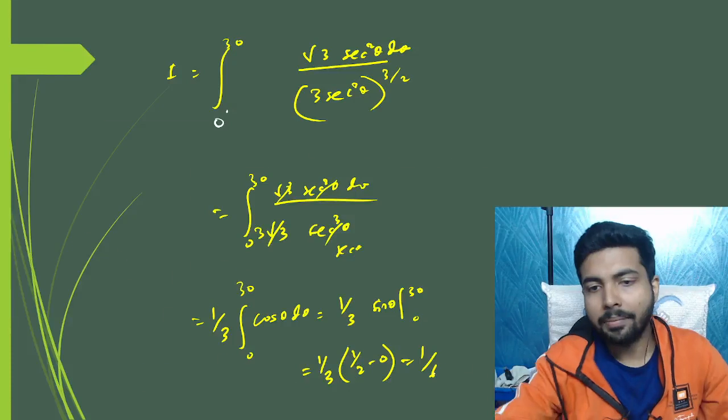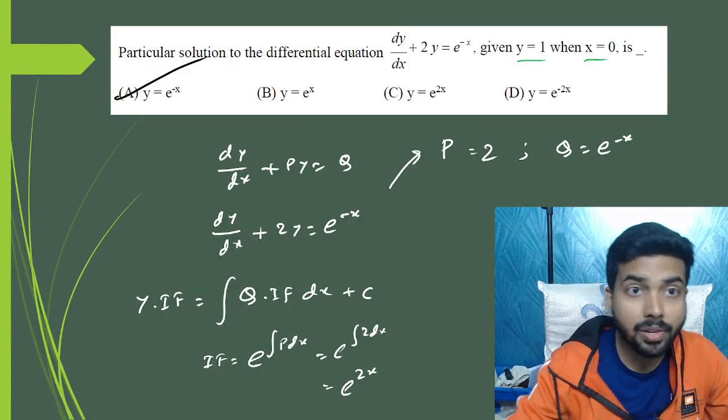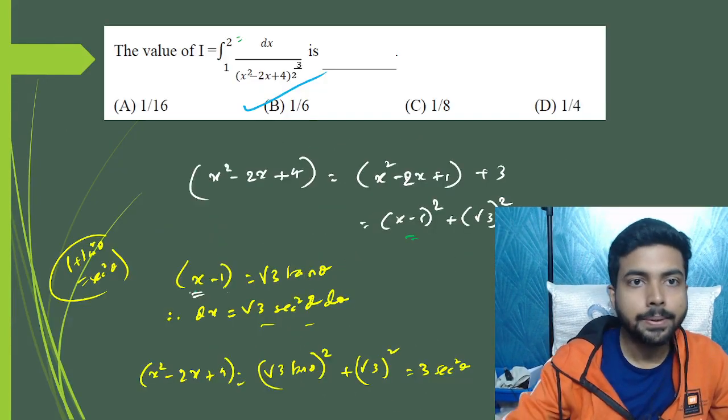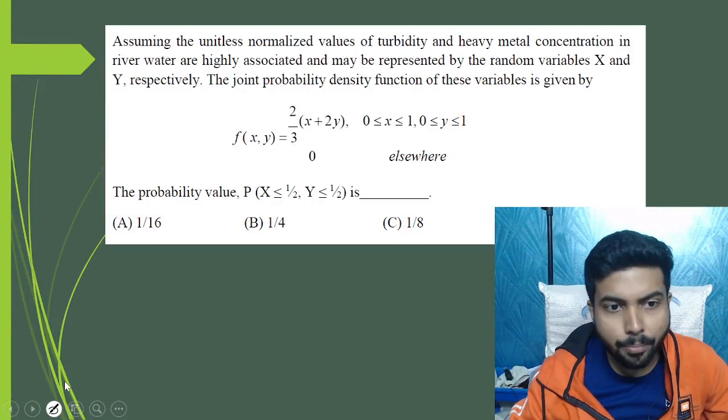The answer is 1 by 6. So the correct answer is option B. Obviously it's a 2-mark question. The previous one was also a 2-mark question, guys. Yes, that one was 1 mark. This was also a 2-mark question. Total 10 marks worth of questions are given in the model paper.